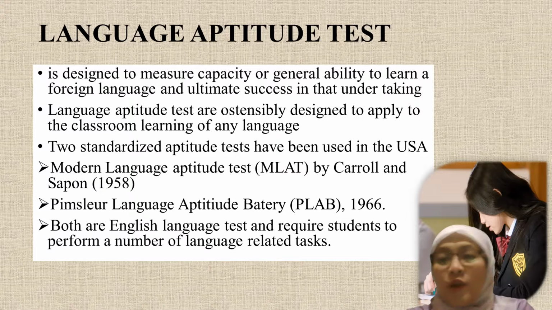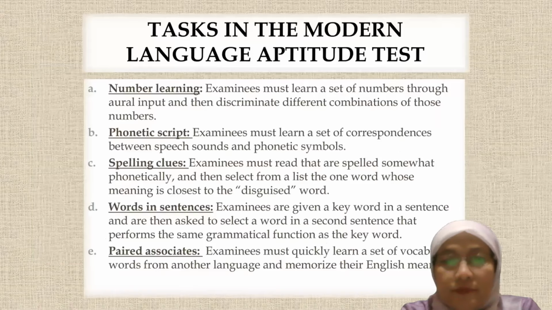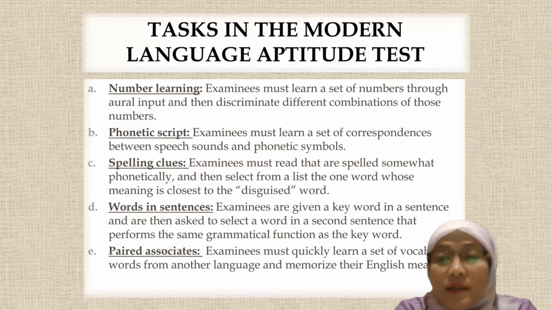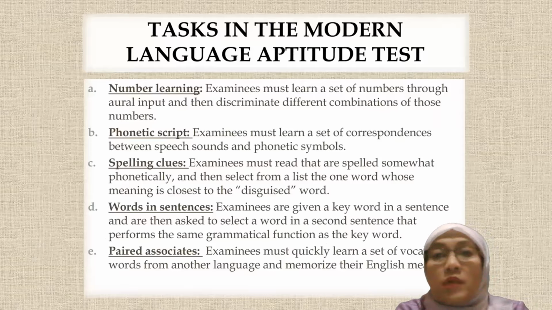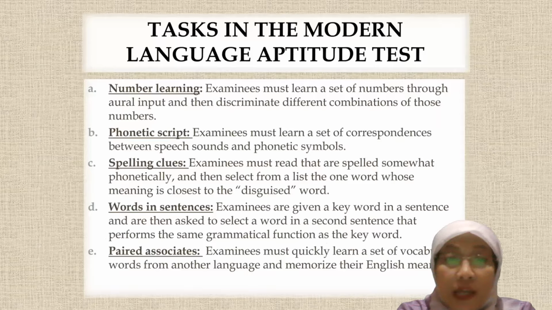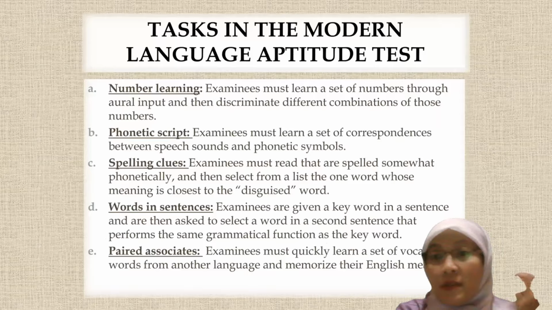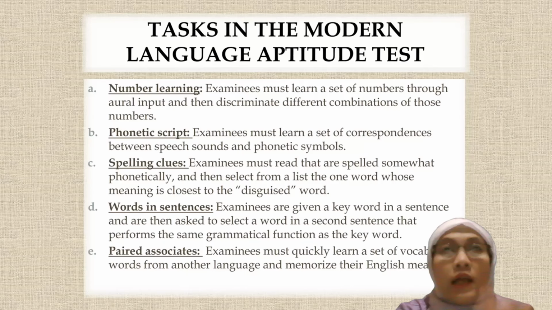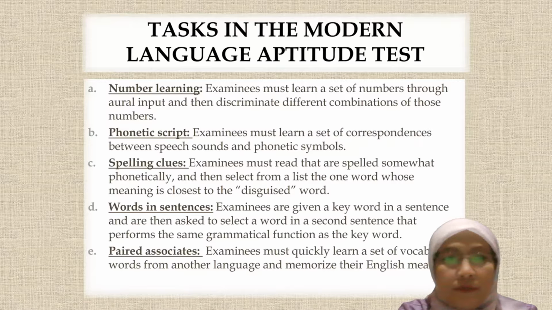But okay, now we are going to see what the tasks are. The first task is about number learning. So the examinees, the test participants, must learn a set of numbers. They will be given a set of numbers to learn through oral input, and then discriminate different combinations of those numbers. The oral input is followed by points. They will read and hear some examples about how to say numbers in a foreign language.